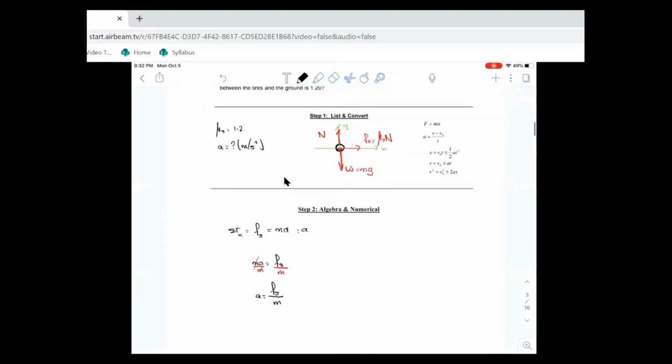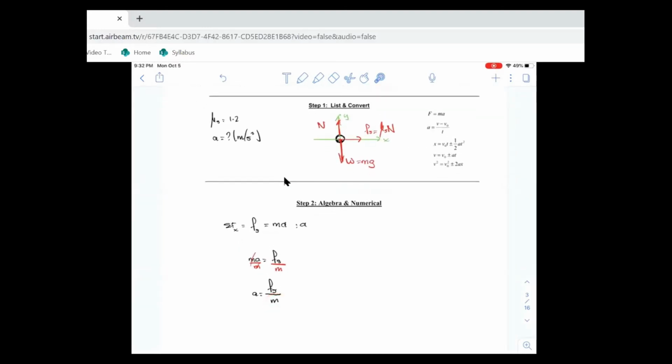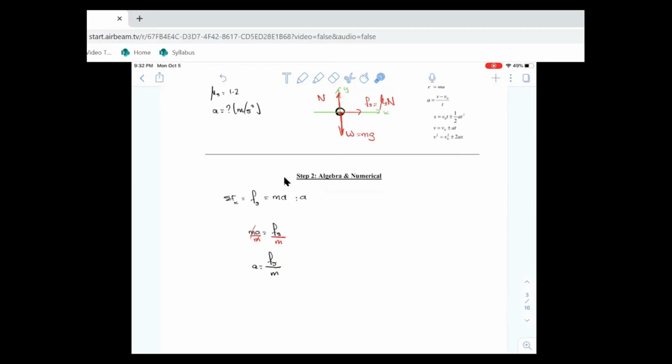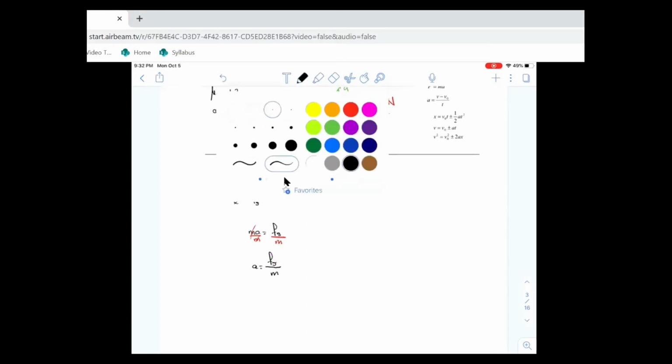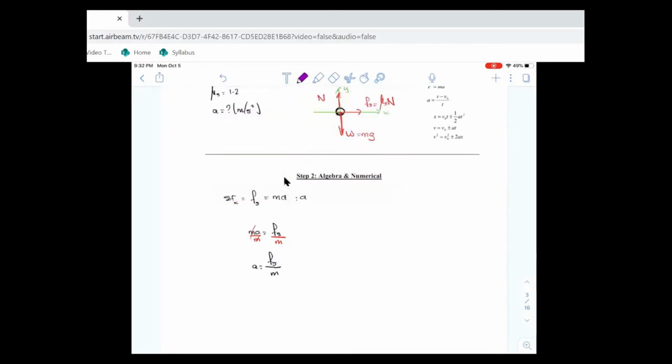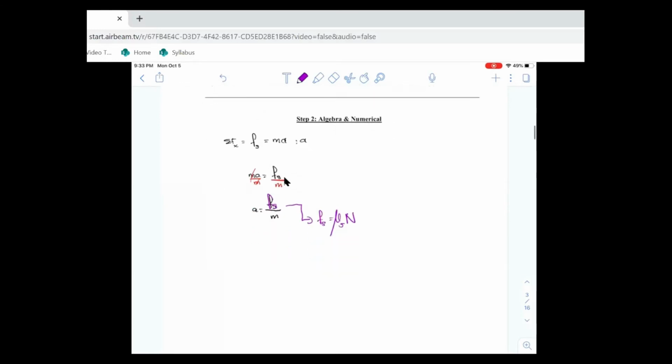Let's check to see what we've got. Mass, I don't have. That's an unknown. Static frictional force, I don't have, but I know I have mu sub s. For me to be able to get to the static frictional force, I need to know what n is. So that's what I'm going to go after. Static frictional force is mu sub s times n.